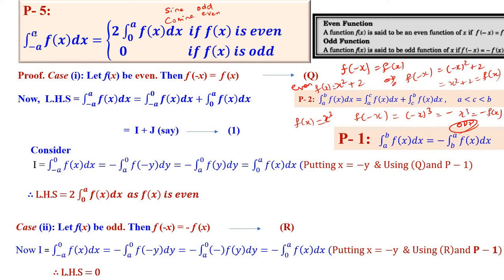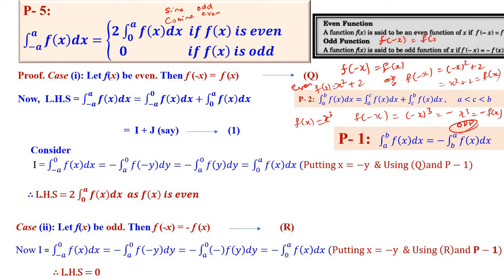So integral from minus a to a of f of x dx is twice the integral from 0 to a of f of x dx if f of x is even, and 0 if f of x is odd. Now in the first case we shall take f of x to be even, which means f of minus x should be equal to f of x. So that is the definition that we have.